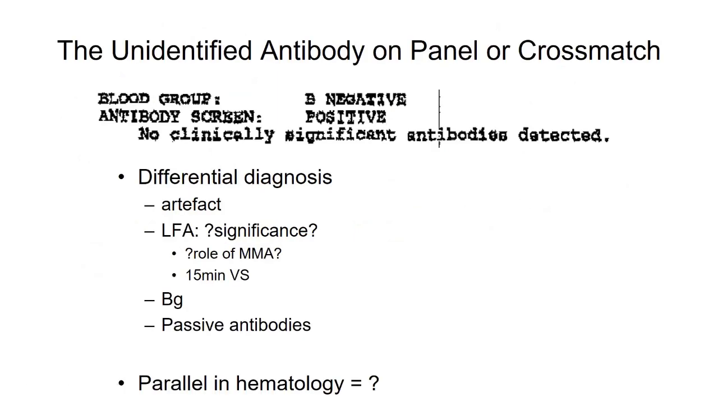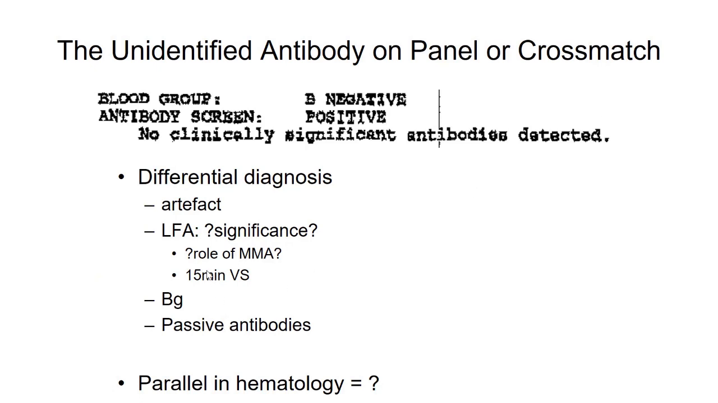Now, what if you have an unidentified antibody on a panel or a cross-match? Sometimes you run a panel, you've ruled everything out, but you still don't have an explanation for that smattering of reactions, be they just a few or many. The differential diagnosis for the unidentified antibody is an artifact. It could be a low frequency antibody, but then you're stuck with figuring out what its significance is if you have a name for it or not.